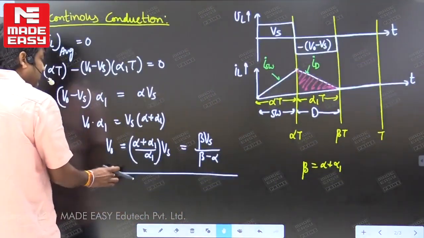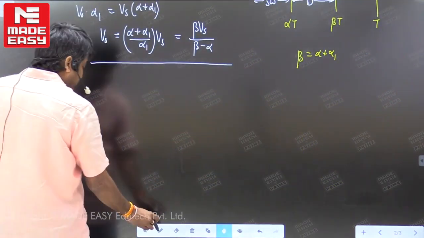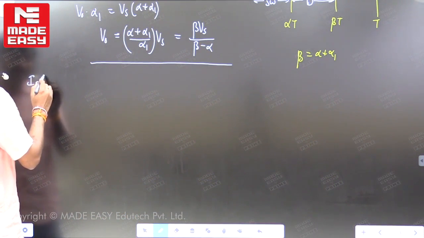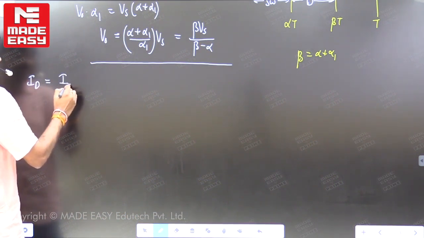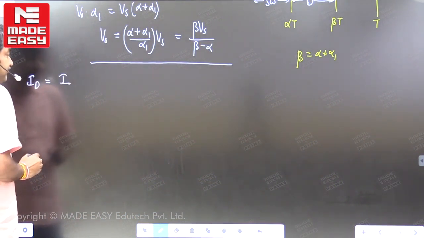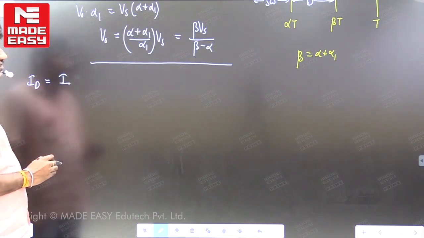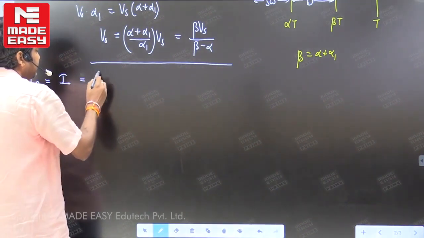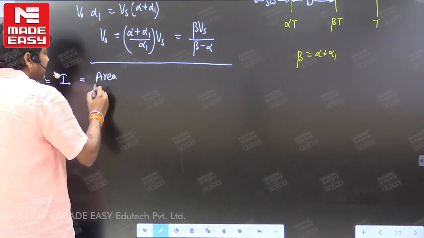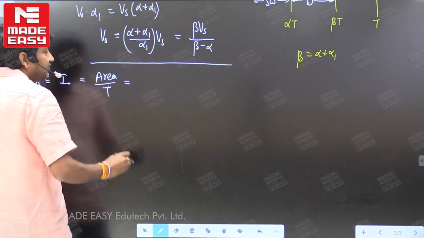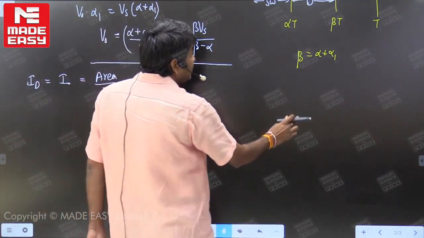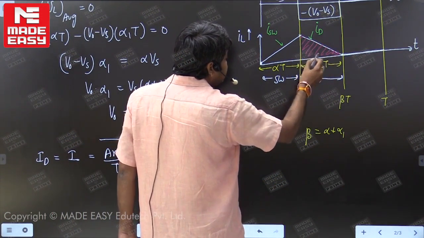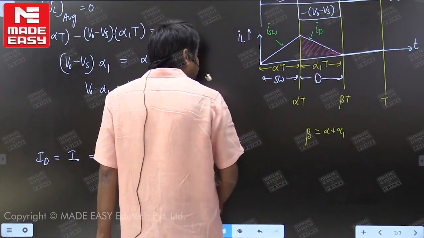So let us find the average value of diode current. Average diode current is the same as average output current. What is average diode current? Area by time period, the area of the triangle by time period. So tell me here, what is the area of this triangle? This area is average diode current. This area you can write like this.